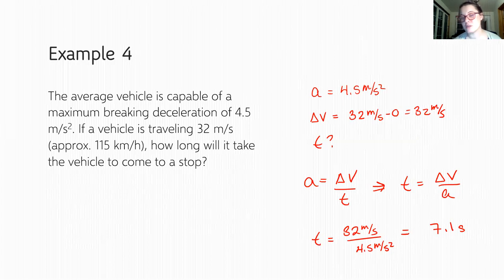So if you're going 115, it's going to take you about 7 seconds to come to a complete stop on average. And the 4.5 meters per second squared, it's just an average number that I took off Google. So it's going to depend on the vehicle a little bit and on road conditions and whatnot. But 7 seconds, if you count that out, it's longer than you think. It can actually really make you stop and think about how much space you need to leave between vehicles.